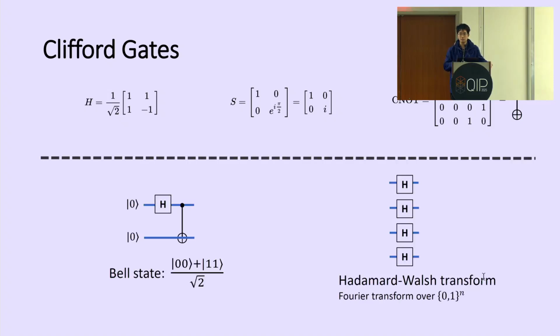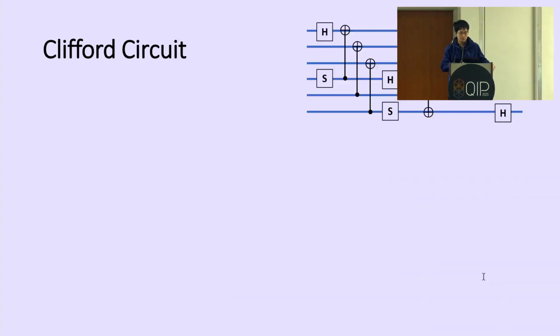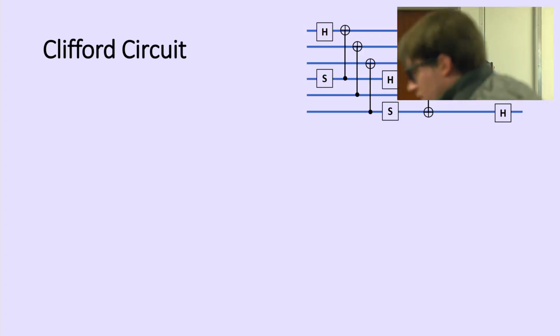For example, for the first one, we can witness entanglement by creating a Bell state. And for the second, we can do the Fourier transform over the discrete hypercube, which is just 1 layer of Hadamard, but the classical computation needs n log n time. So given these Clifford gates, a Clifford circuit is just a circuit consisting of those Clifford gates. And because it witnessed so many interesting quantum phenomena, we wonder whether this is all the gates we need.